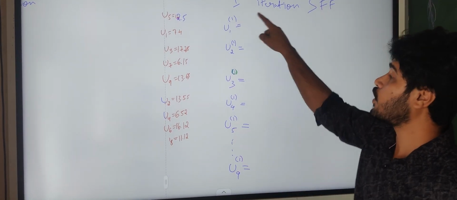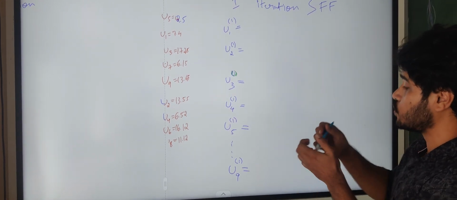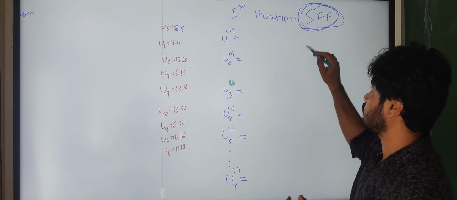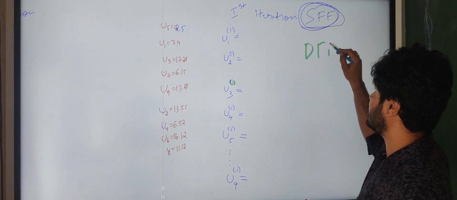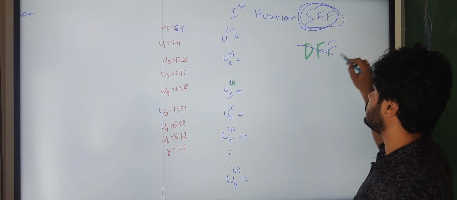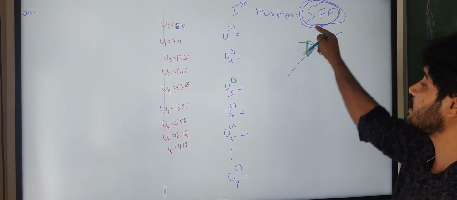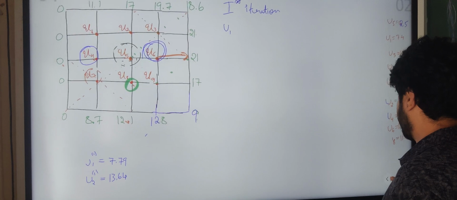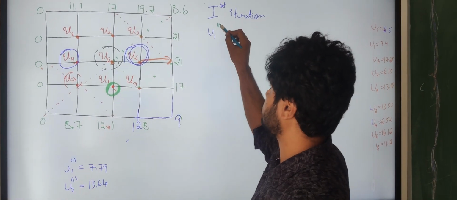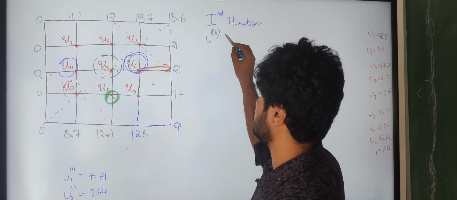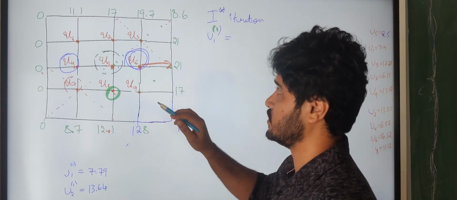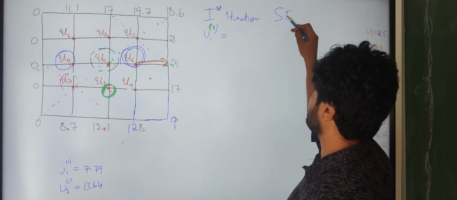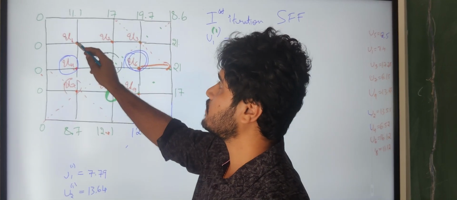So now for all these values I will use only SFF. SFF should be used, only SFF, not DFF. We do not use DFF here. We have to use only the SFF. So now let me identify the first iteration value of u1. I will show the first iteration values for u1 and u2. As I said, I have to use SFF. So just observe the mesh diagram.